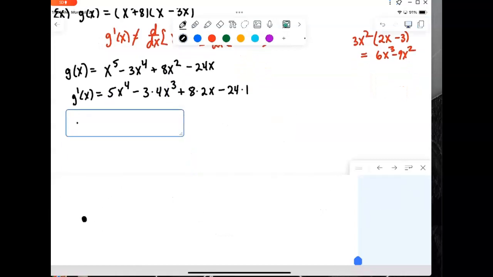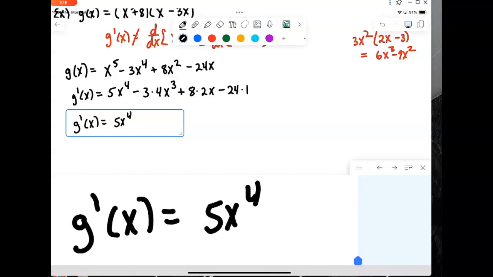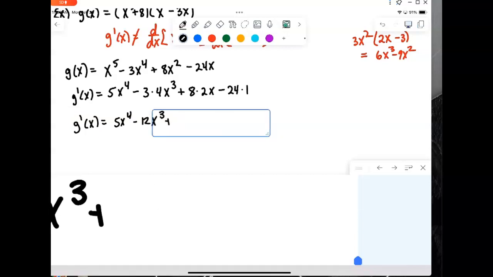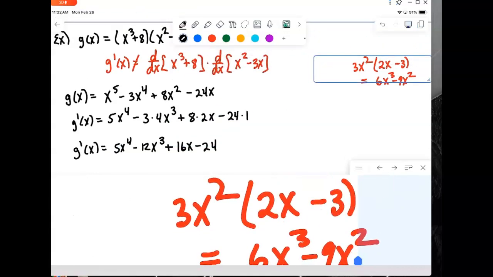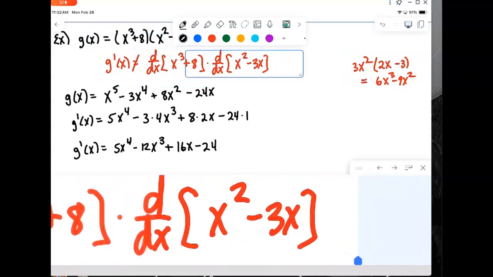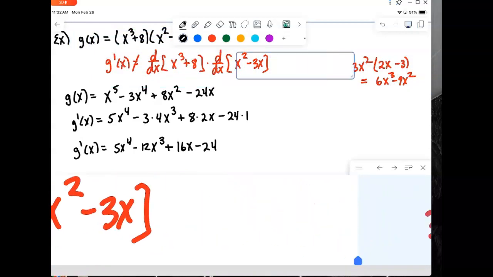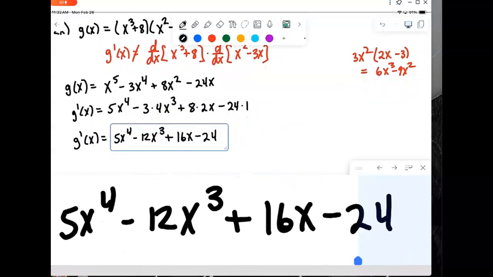And then we just clean everything up by simplifying it. 5x to the 4th minus 12x cubed plus 16x minus 24. So that is the derivative of that original thing. So definitely not the same as distributing derivatives across multiplication. Okay? It turns out it doesn't work that way.